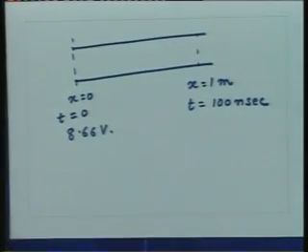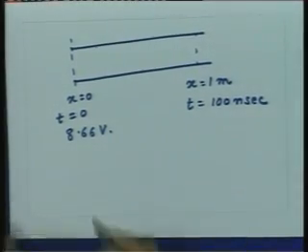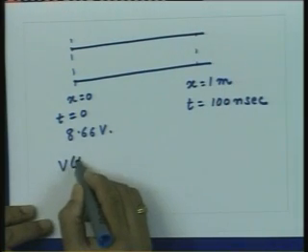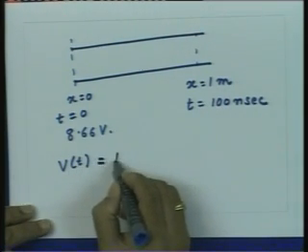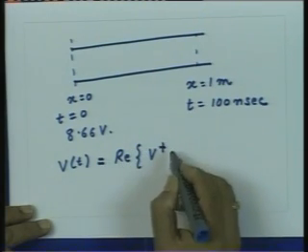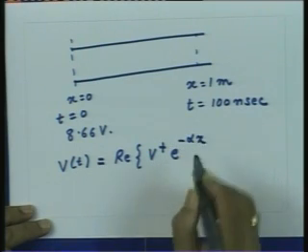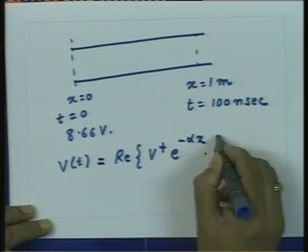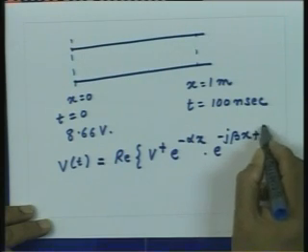Let us first consider the voltage wave which is travelling from left to right. As we have seen, the voltage as a function of time is given as the real part of V plus times e to the power minus alpha x, times e to the power minus j beta x plus j omega t.